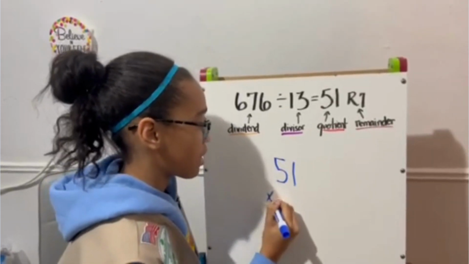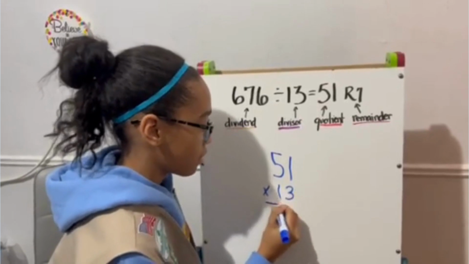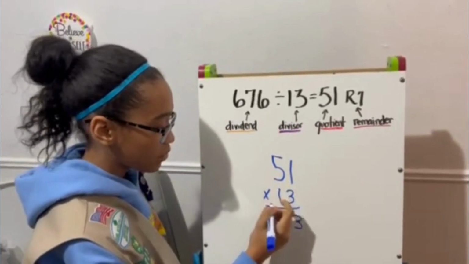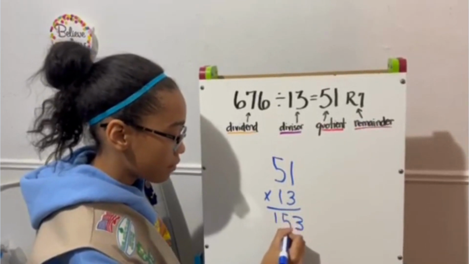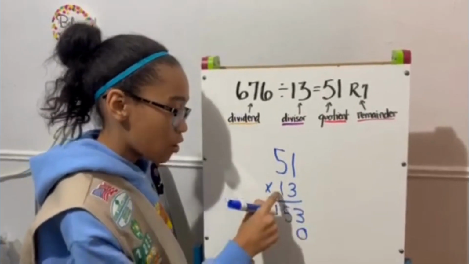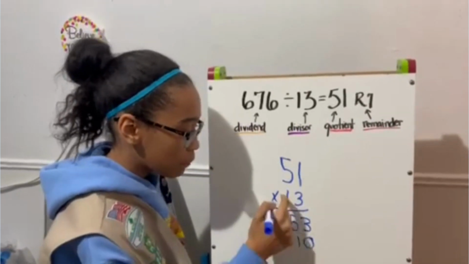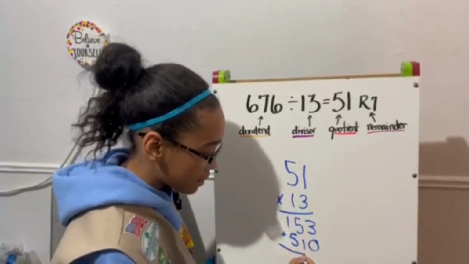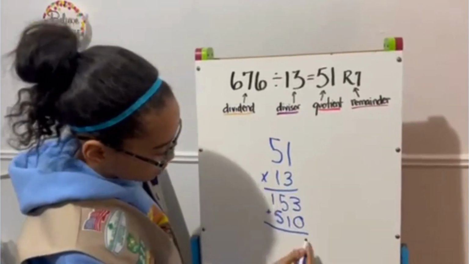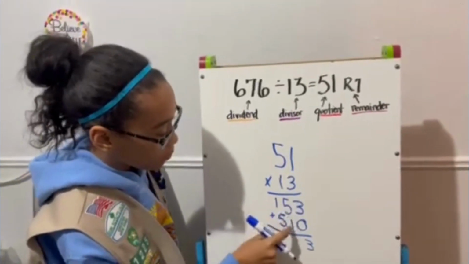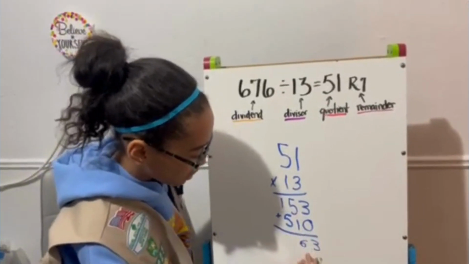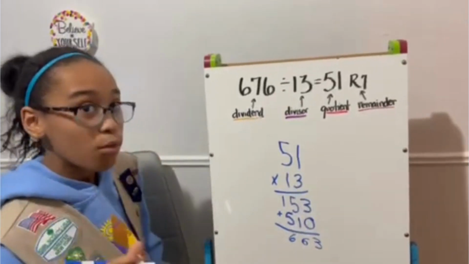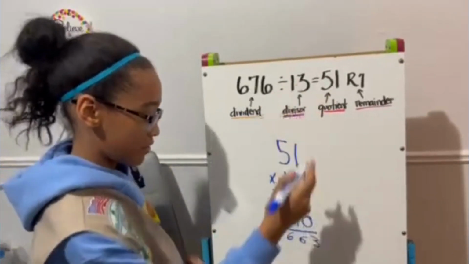51 times 13. 3 times 1 is 3, and 3 times 5 is 15. Put the placeholder. 1 times 1 is 1, and 1 times 5 is 5. Now if we add these together, 3 plus 0 is 3, and then 1 plus 5 is 6, and 1 plus 5 again is 6 again. And all we have to do now is add our remainder of 7.